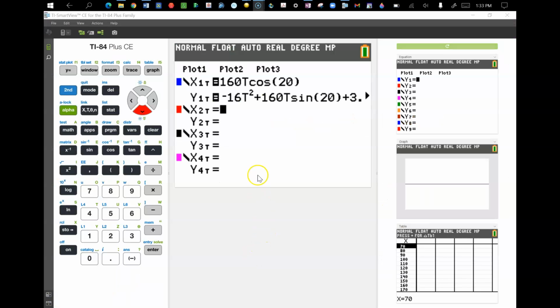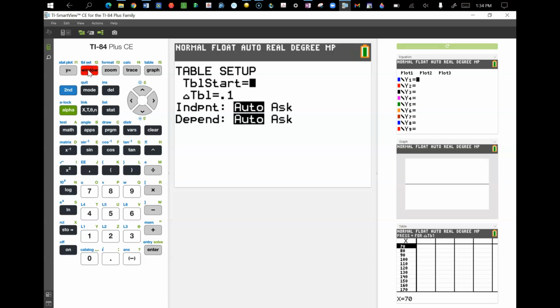Okay, so that was a pretty easy change. We needed to change the initial velocity, the initial angle, and also the initial height in our equations. We're going to go over to our table. We're going to start at time 0 and go up by 1 second increments to start out with, to figure out about when the ball hits the ground.